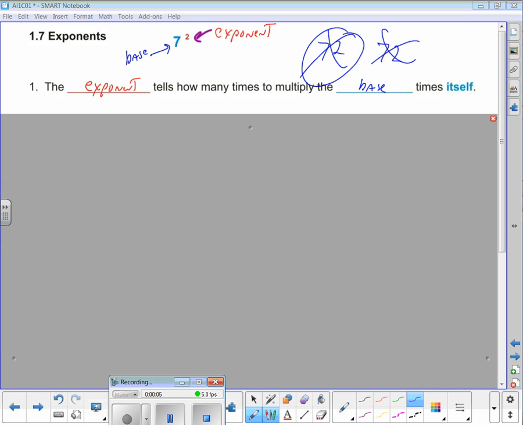All right, so 1.7 exponents, real quick recap. The exponent we know, the base is the base, and what does an exponent do? Tells you how many times to multiply the base times itself.